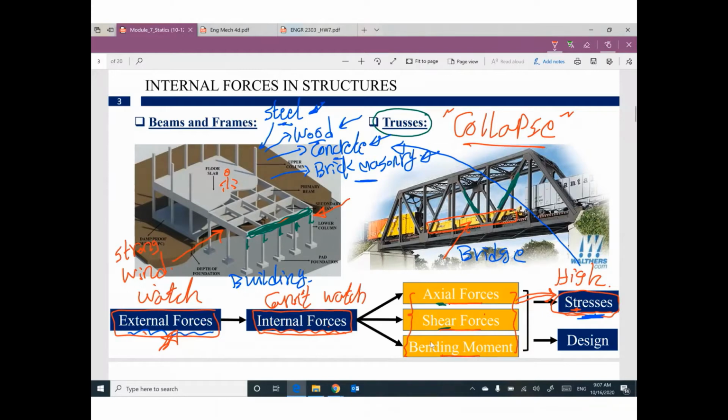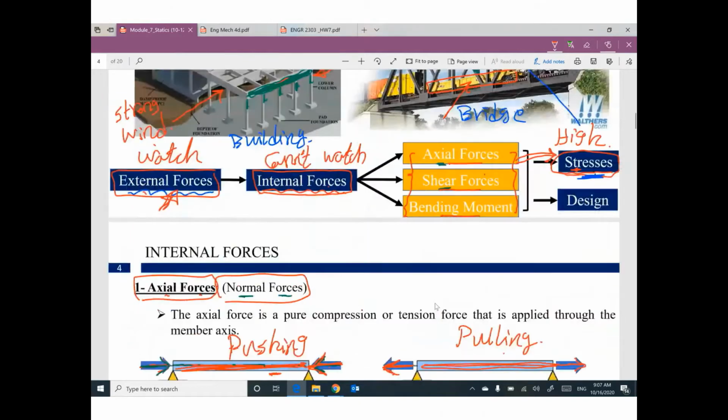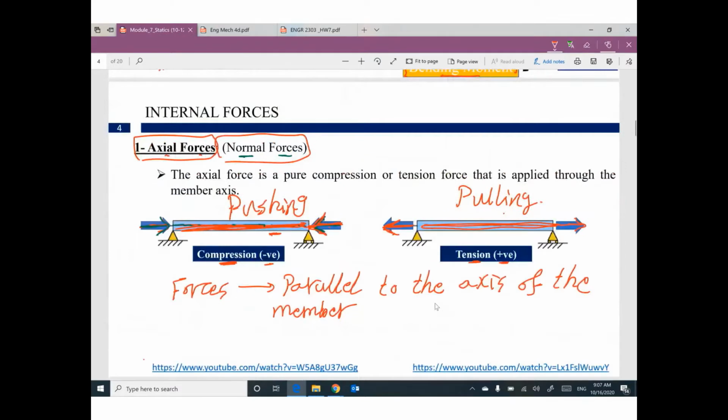Later, if your major is construction engineer, later you will learn also these internal forces will create stresses. And these internal forces will be used in design of the structure. The first internal force is called axial force. We need to learn 2 points here.